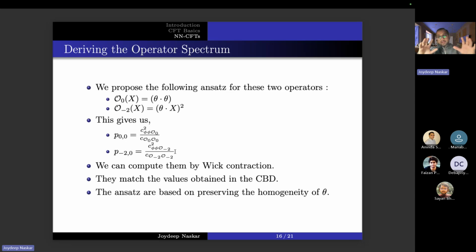So maybe I should speak a little bit about it. Maybe I should have included that. Just my question is: are you doing free CFT calculations? This is not a free CFT. This is an interacting CFT. Even in the infinite width limit, it's still an interacting CFT. Okay. Thank you.